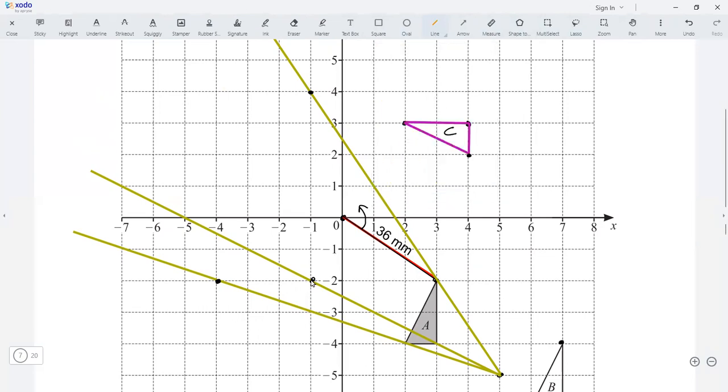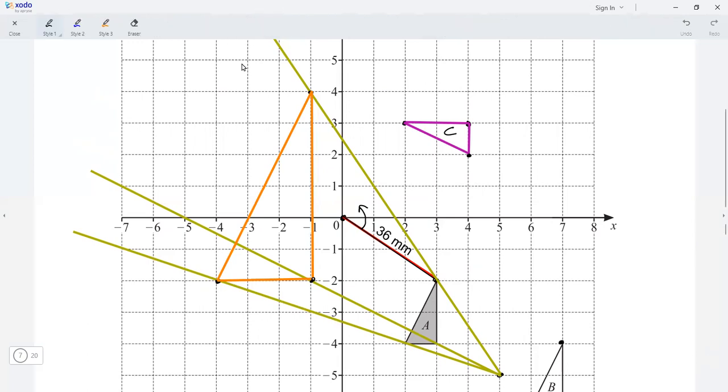So joining this with this line, this with this, and this with this. This is the enlarged figure. So we can write down D here. This must be D. So we have to label it as well. So this is the enlarged figure.